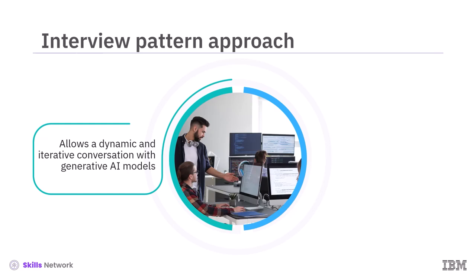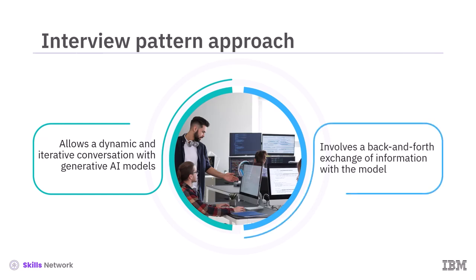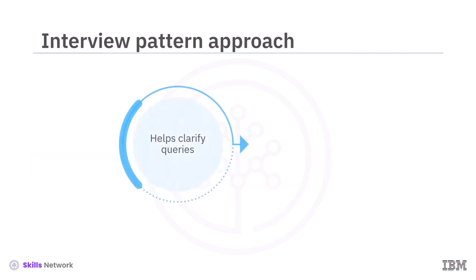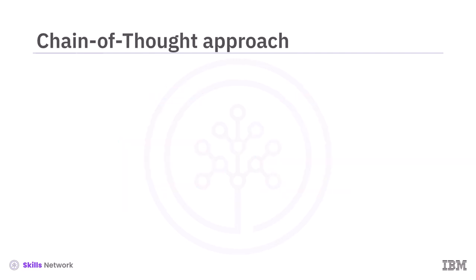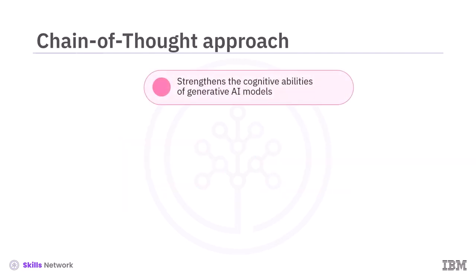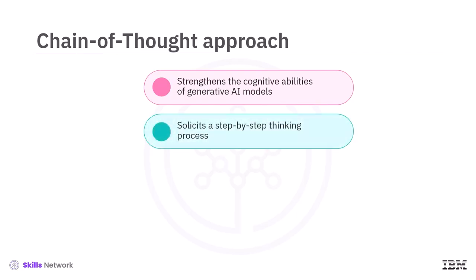Instead of providing a single static prompt, the interview pattern involves a back-and-forth exchange of information with the model, which helps clarify queries and guide the response of the model in real time. The chain of thought approach strengthens the cognitive abilities of generative AI models. It solicits a step-by-step thinking process.